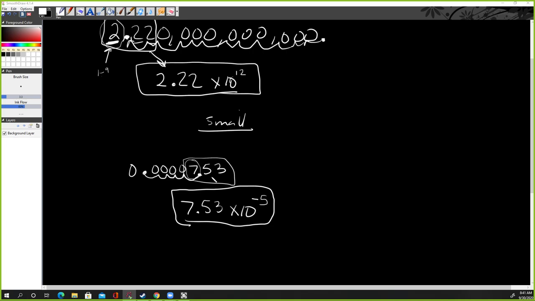So we have big numbers and we have small numbers. The only difference is the rules are almost the same. Step one, you find the decimal place, or if there's not one, put it down.